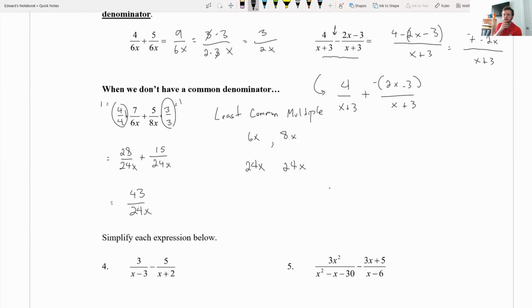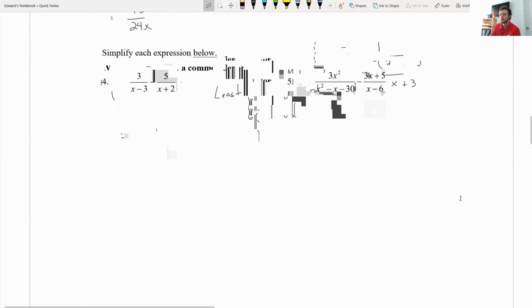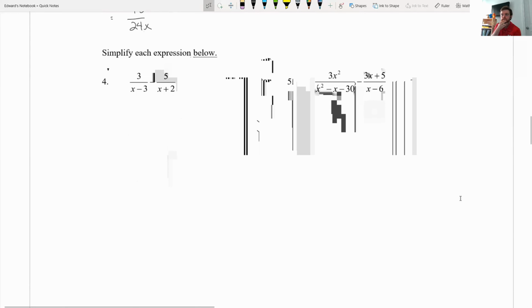Are there any common factors between 43 and 24x? I don't think so, but I could be wrong. 43 is prime, I think, right? All right, cool. 43 definitely does not go into 24. Common factor of 1, but we don't do anything there. Cool, I think we're done there. So we've simplified that.